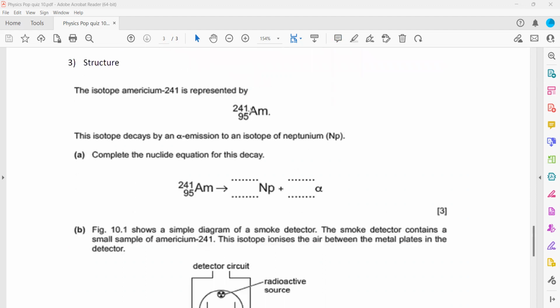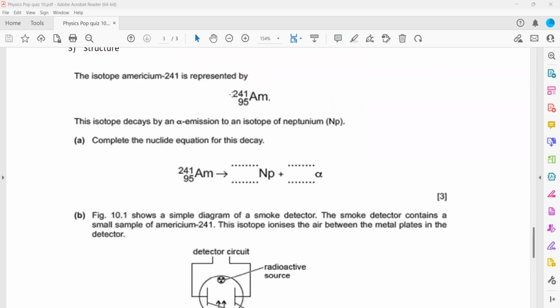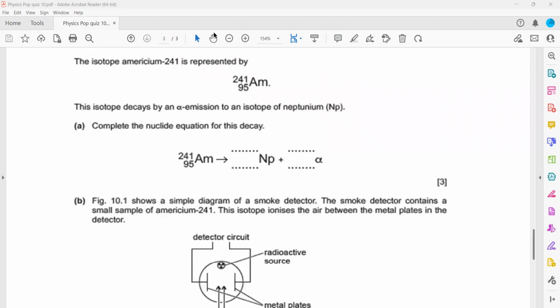Then the isotope of americium is shown here, and it is emitting an alpha particle. Whenever there's an alpha emission, the nucleon number decreases by 4, so this will become 237, and the proton number decreases by 2, so this will be 93. And for alpha, it is 4 and 2.